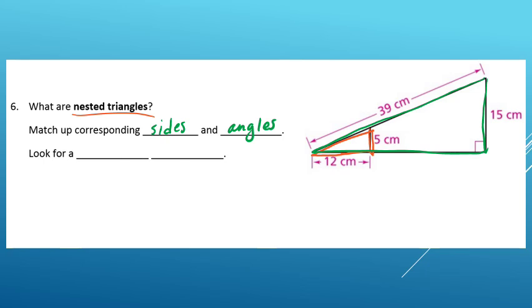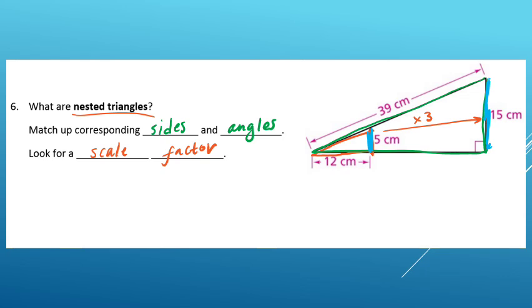So for example, I have a height here of 15 and I have a height here of 5. I'm also going to be looking for a scale factor. So I'm noticing here that this is going from 15 to 5 or 5 to 15. I can kind of look at it either way. So I might think about how 5 times 3 would be 15, right? And so that tells me that there's a scale factor of 3 between these nested triangles.